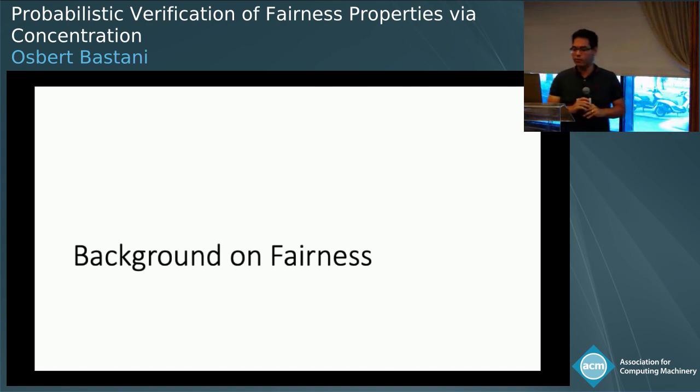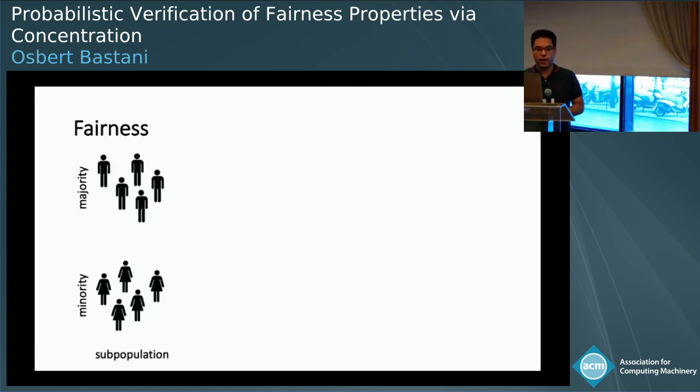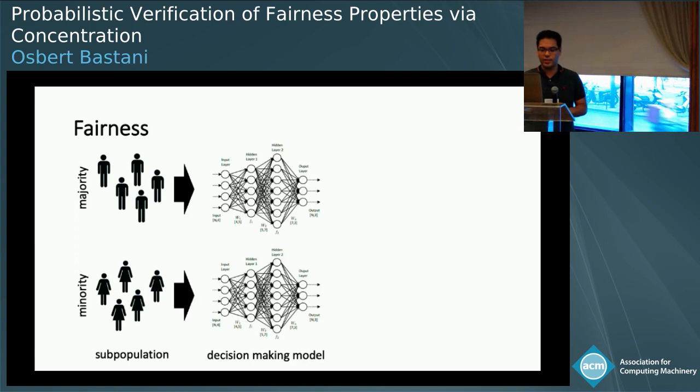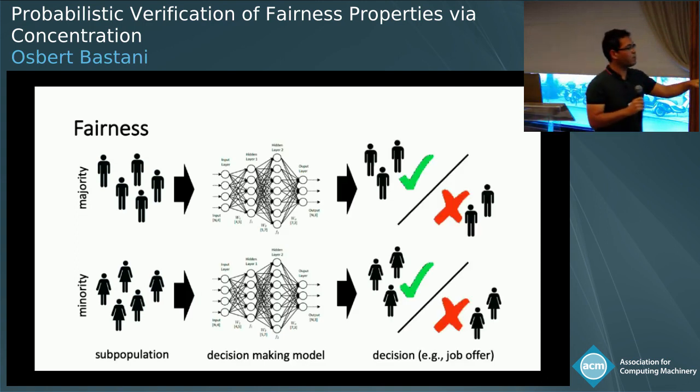So next I'm going to give a brief background on fairness. And most of these definitions come from the machine learning literature. So at a very high level, the idea in fairness is that we have a decision-making model.